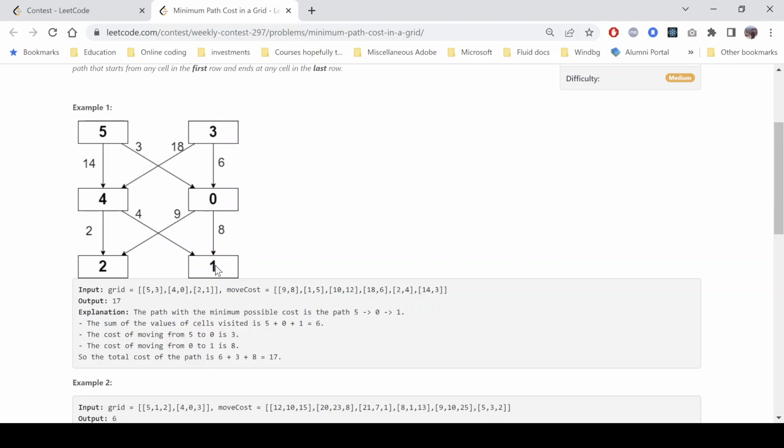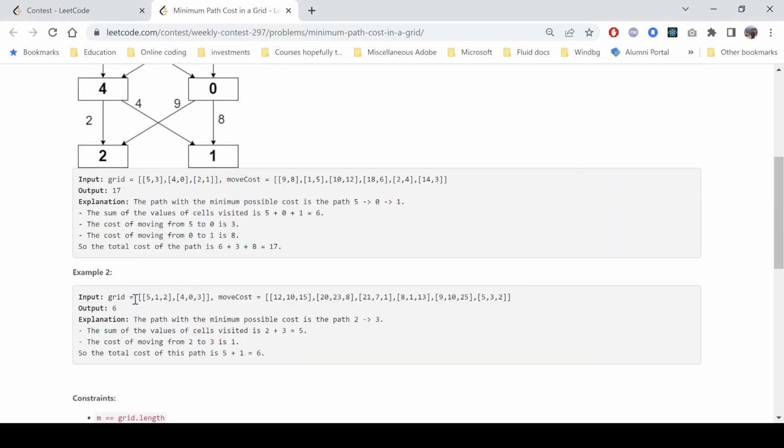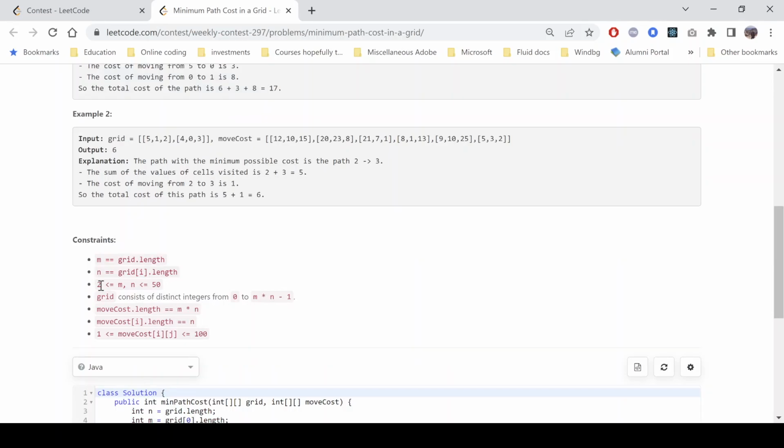Similarly, this is a big test case, and we don't have a diagram, but similarly we can solve this. Let's look into the constraints. The constraint says that m cross n can go up to 50, and obviously it will be greater than or equal to 2, because we can't have just one row. Like we can have it, but that would be returning the minimum value out of the values present in a single row. And yeah, the grid consists of distinct integers, and the move cost is m into n, and the cost is up to 100. So these are the constraints.